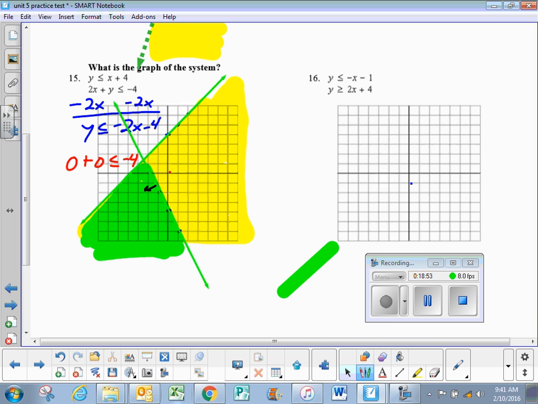Y-intercept is negative 1. We're going to rise 1, run negative 1. And is it solid? Yep. Does 0, 0 work? Is 0 less than or equal to negative 1? No. So I shade down below, right? Shade down below. I haven't missed any more. Okay, shade down below.